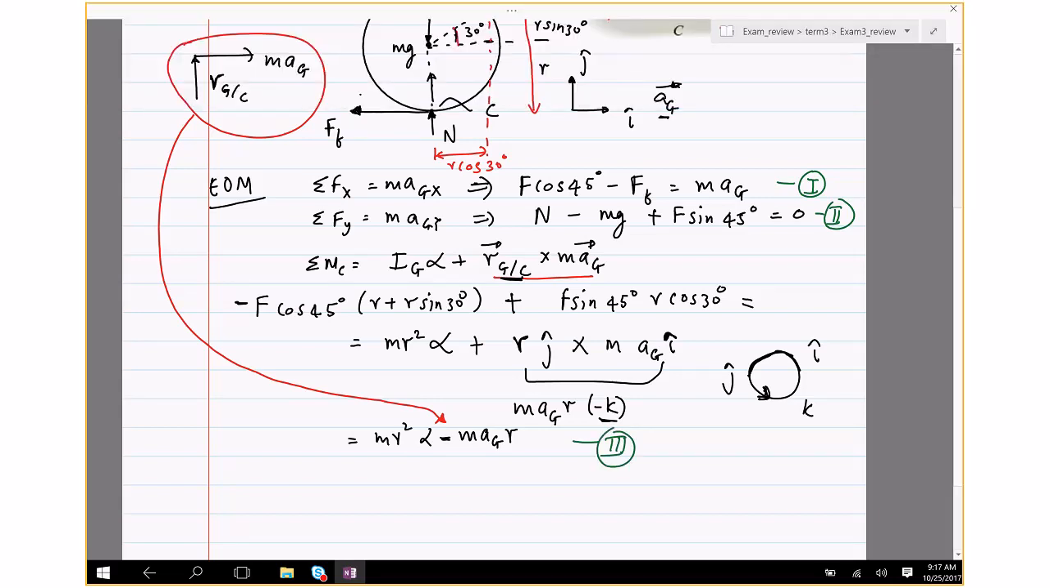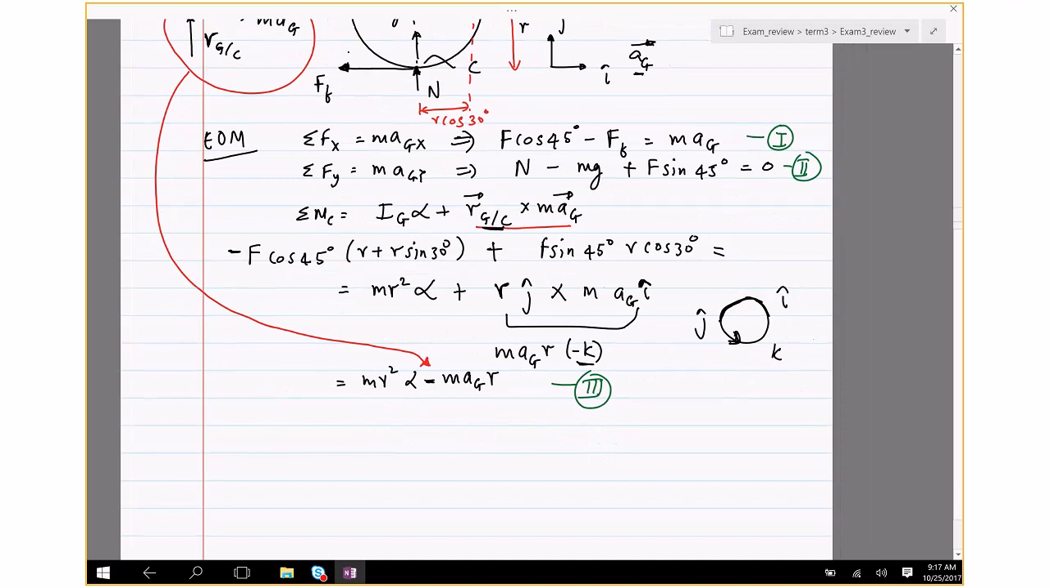So far I've written down 3 equations which are numbered. The unknowns are F, alpha, AG, and N. Okay, so 4 unknowns and 3 equations. So clearly I cannot solve.